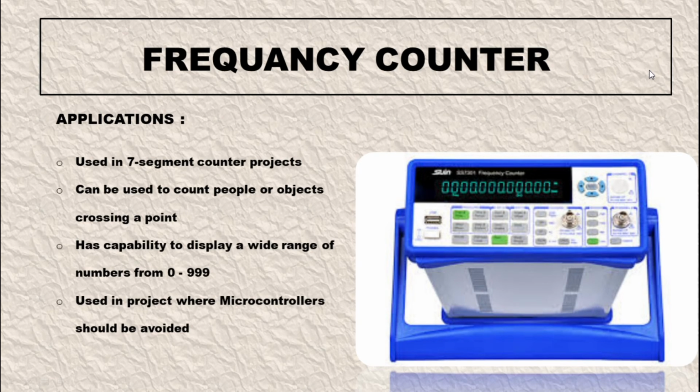The early applications of the frequency counter were as part of signal generators, and it is also used in 7-segment counter projects. It can be used to count people or objects crossing a point. It has the capability to display a wide range of numbers from 0 to 999. It is also used in projects where microcontrollers should be avoided.